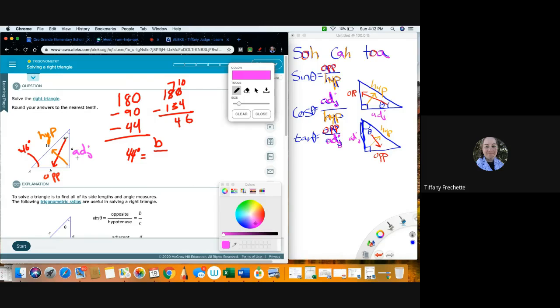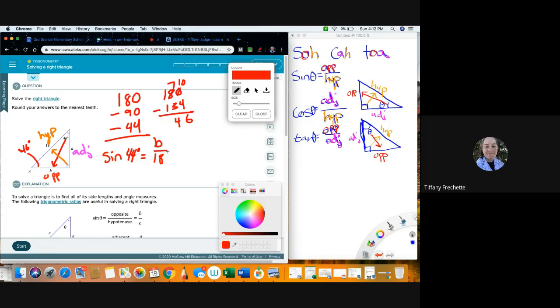So I don't want to use adjacent because that's an A. I don't want to have 44 equals B over A. So that tells me that I want to use sine. So I'm going to use sine. I didn't fill this in yet because we were still trying to decide which trigonometric function I'm using. So sine of 44 degrees equals B over hypotenuse, which we marked as 18.